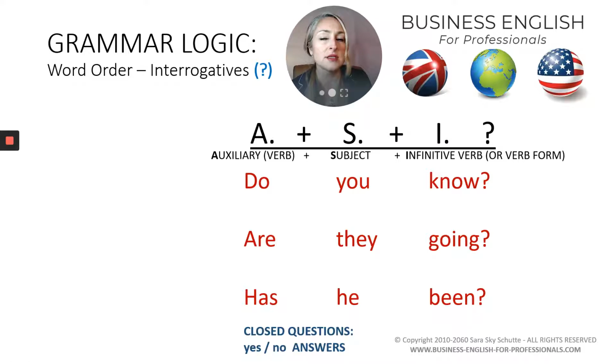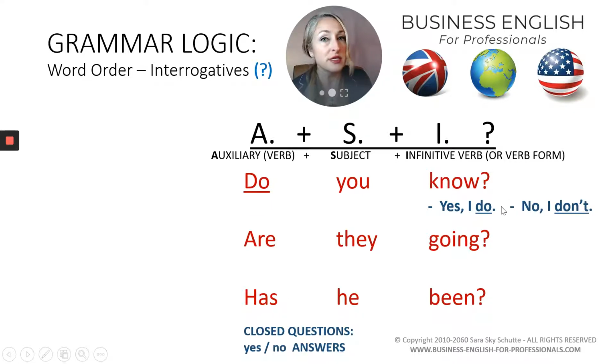Now, these again are closed questions. So we're asking a yes or no answer. Okay, we're not soliciting other information. We just want to know yes or no. Do you know? Yes, I do. No, I don't. And we're repeating the auxiliary. And that is to affirm that we're responding, we're answering that direct question.